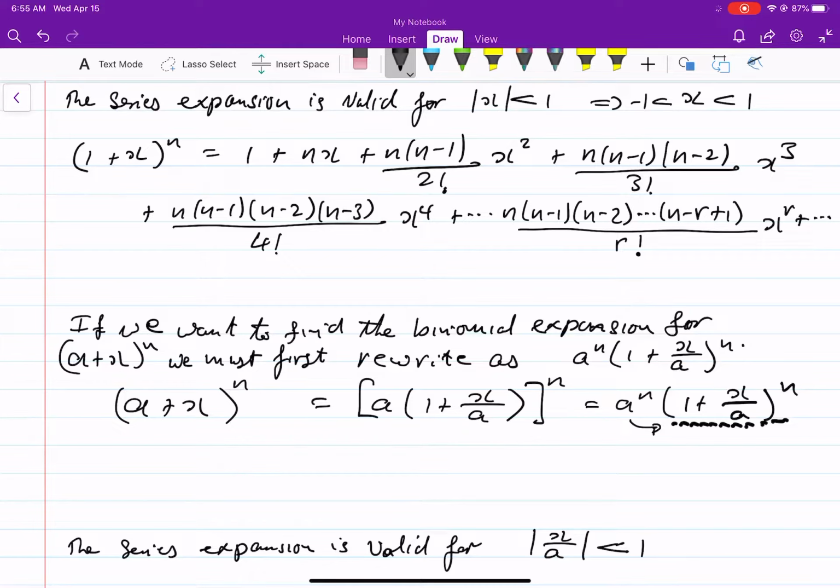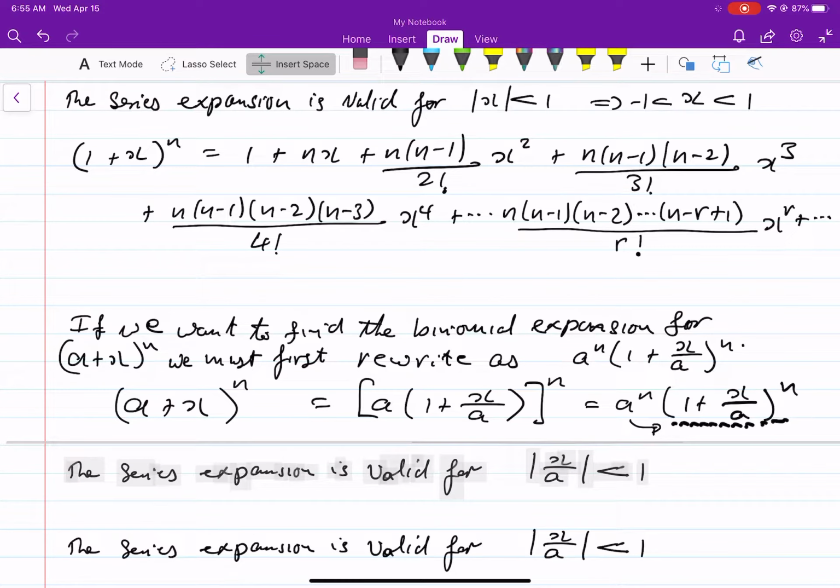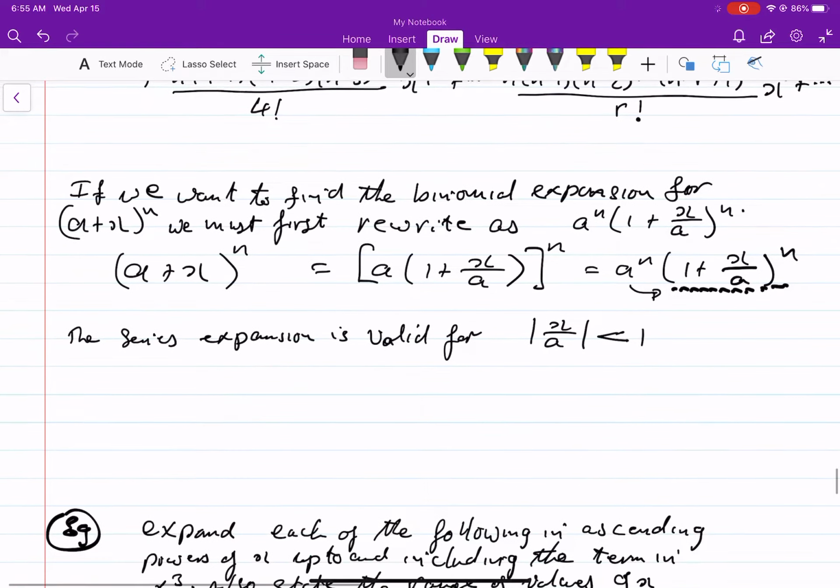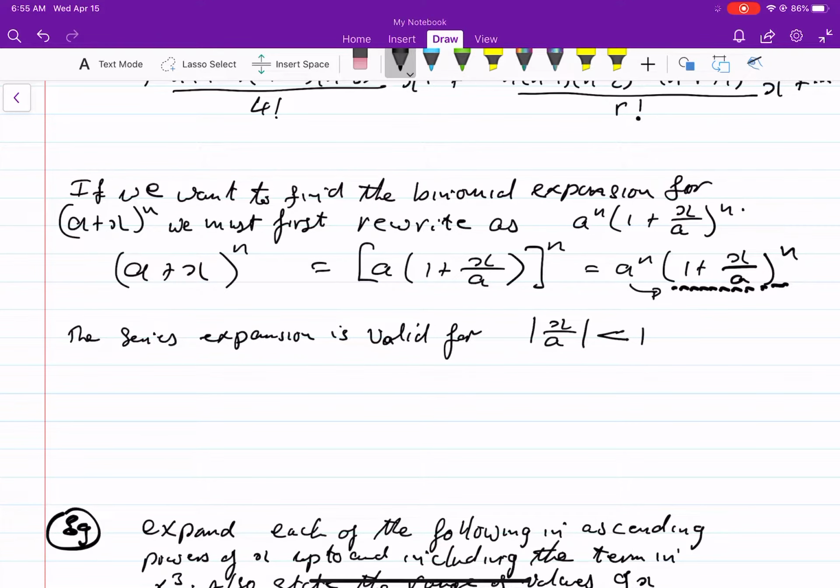But the expansion can only be performed on (1 + x)^n, in this case (1 + x/a)^n. Of course, because x/a replaced x, the series expansion is valid for the modulus of x/a less than 1. Let me pull that up. Yes, it's valid for the modulus of x/a being less than 1, which translates into x/a being between minus 1 and 1.